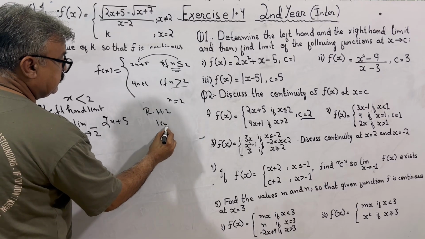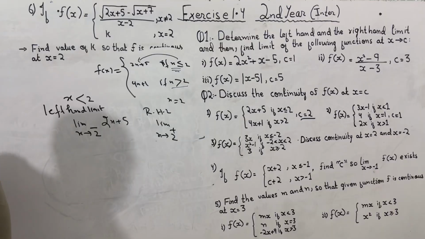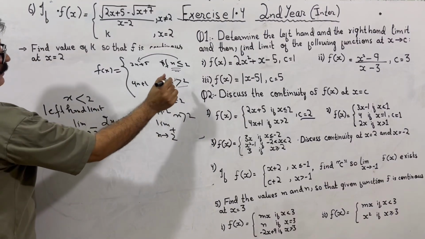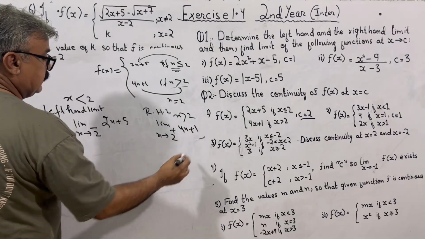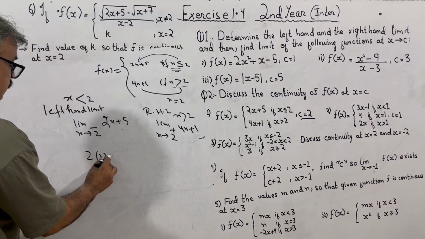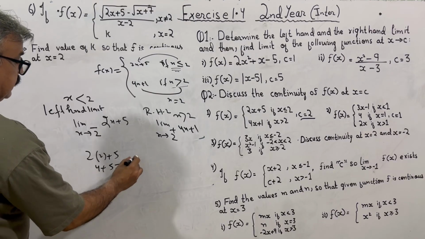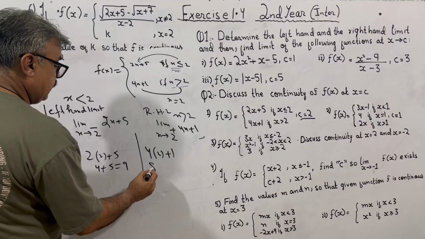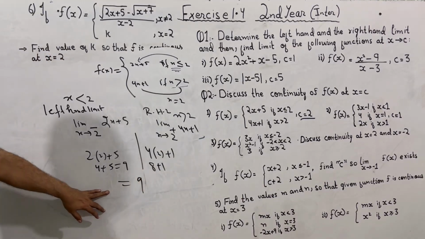means limit x tends to 2 with a positive sign, meaning x is greater than 2. For x greater than 2 lies in that interval, we have to take the function 4x plus 1. So for the left hand limit, put 2 times 2 plus 5, 4 plus 5, it's 9. What about the right hand limit? 4 times 2 plus 1, 8 plus 1, 9. Cool. So in that case, the limit exists.